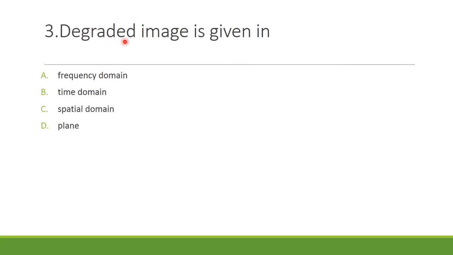Next question. Degraded image is given in a option A frequency domain, option B time domain, option C spatial domain, option D plane. So degraded image is given in spatial domain. Option C is the right answer.